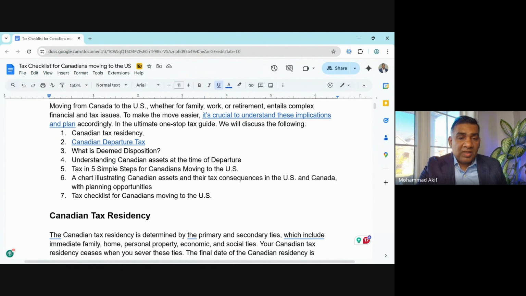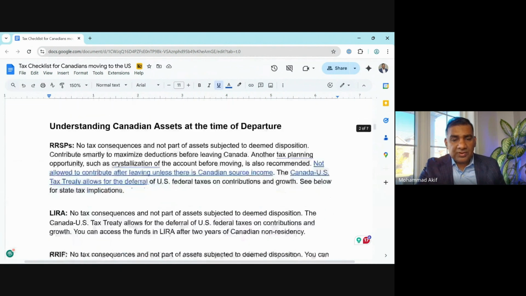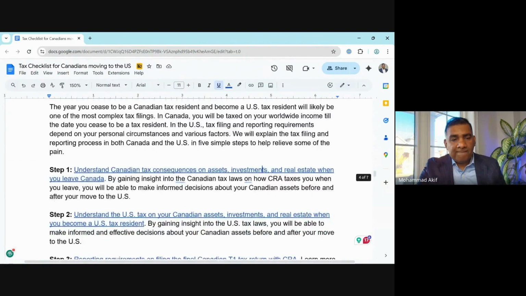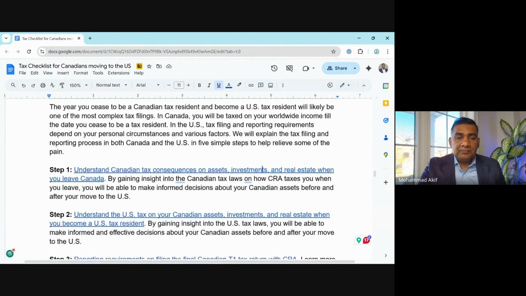All right, so let's go to the 5 simple steps first, and then I'll get into other items. So, 5 simple steps for Canadians moving to the US. What do you really need to do, right? So step number 1.